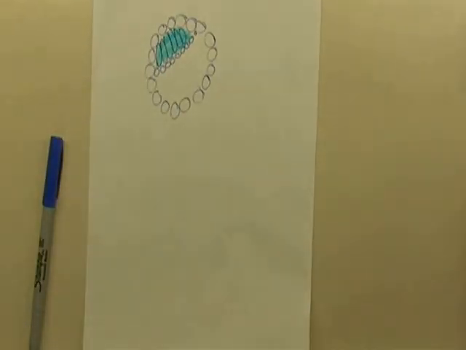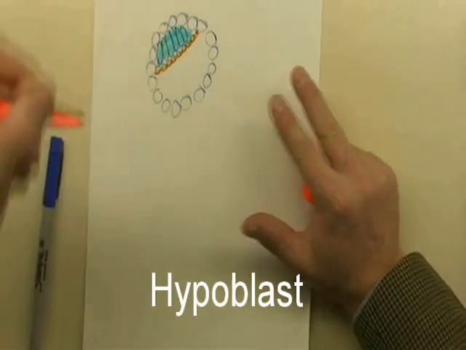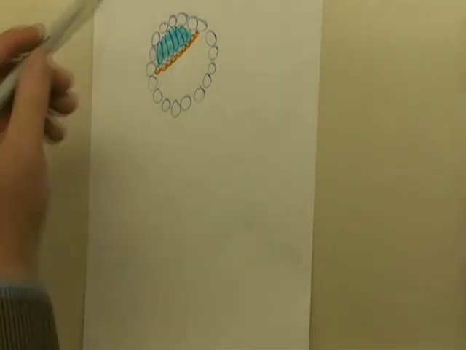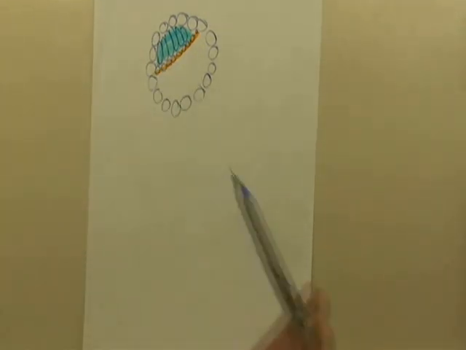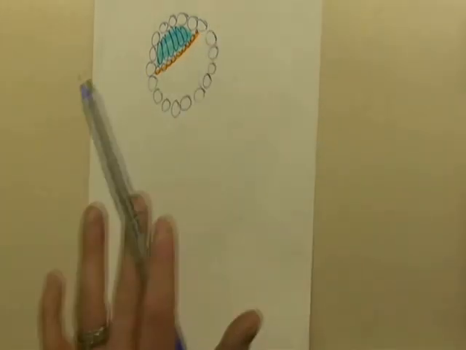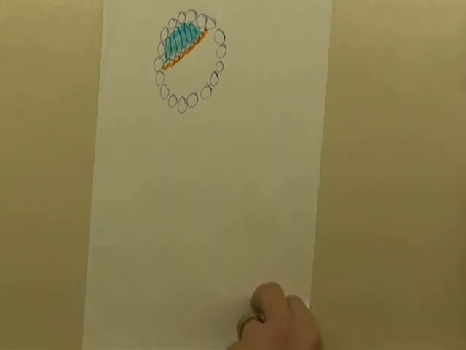And the cells that are in contact with the blastocyst cavity are known as the hypoblast cells. Now, important thing about these epiblast cells, these will be what forms the actual embryo. These hypoblast cells, despite being part of the inner cell mass, don't really contribute anything to the mature human being.